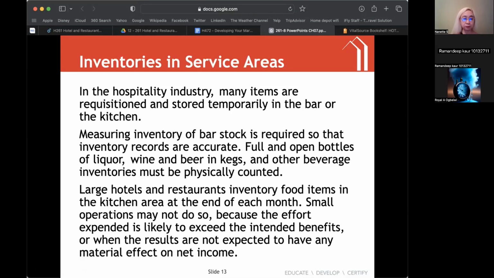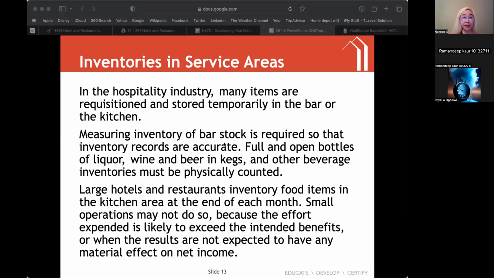In the hospitality industry, many items are requisitioned and stored temporarily in the bar or the kitchen. Measuring inventory of bar stock is required so that inventory records are accurate. Full and open bottles of liquor, wine, and beer in kegs and other beverage inventories must be physically counted. Large hotels and restaurants inventory food items in the kitchen area at the end of each month. Small operations may not do so because the effort expended is likely to exceed the intended benefits, or when the results are not expected to have any material effect on net income.